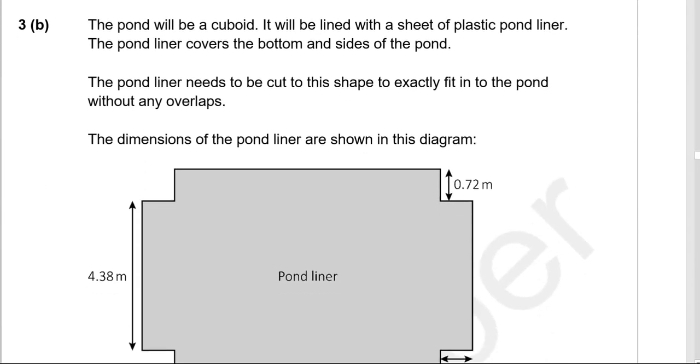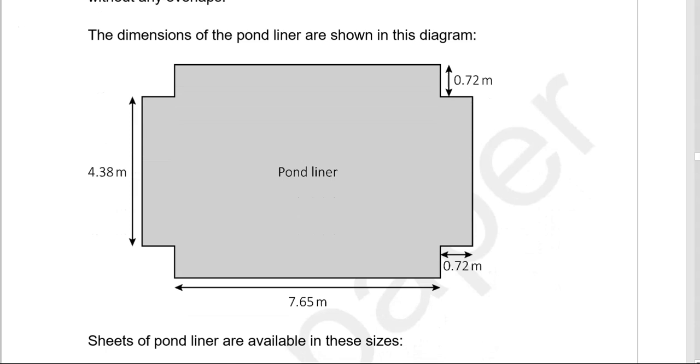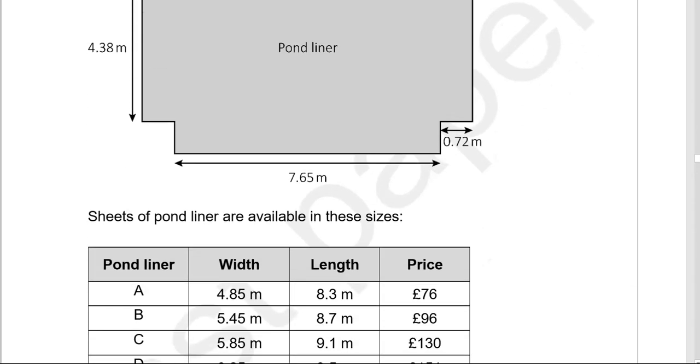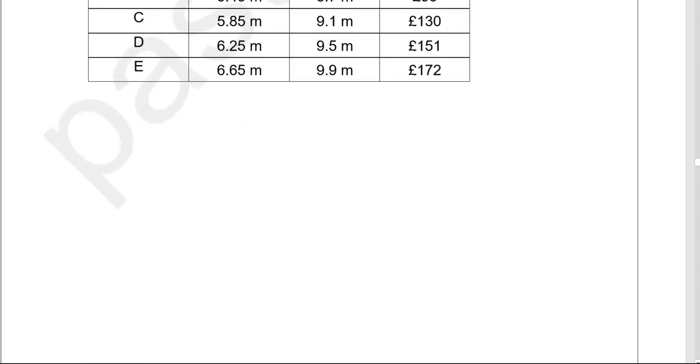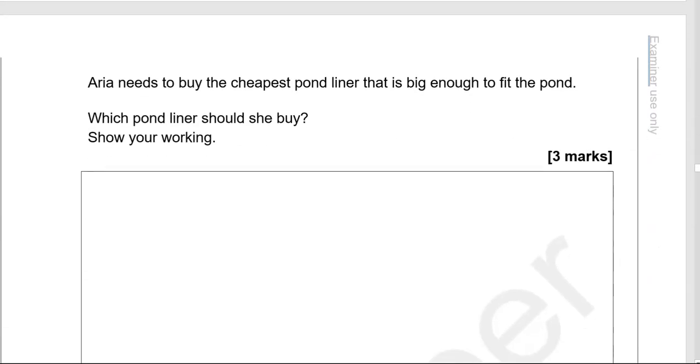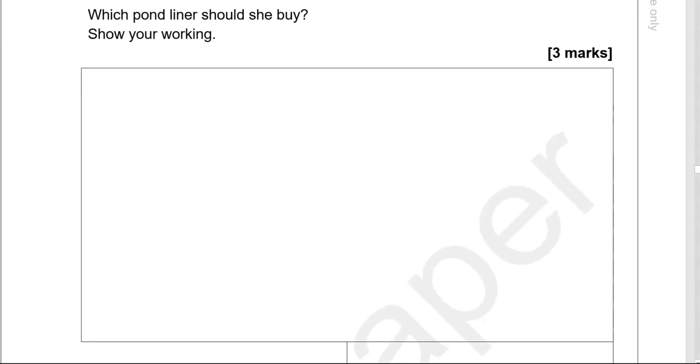The pond will be a cuboid. It will be lined with a sheet of plastic pond liner. The pond liner covers the bottom and sides of the pond. The pond liner needs to be cut to this shape to exactly fit in the pond without any overlaps. The dimensions of the pond liner are shown in this diagram. We've got sheets of pond liner available in these sizes. Aria needs to buy the cheapest pond liner that is big enough to fit the pond. Which pond liner should she buy? Show your working.